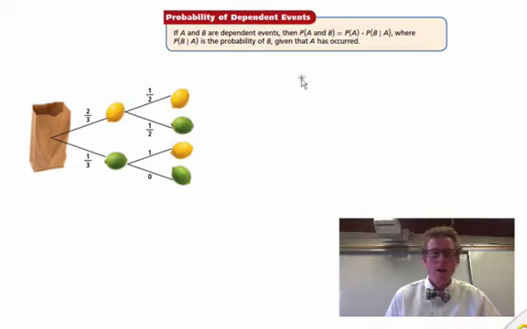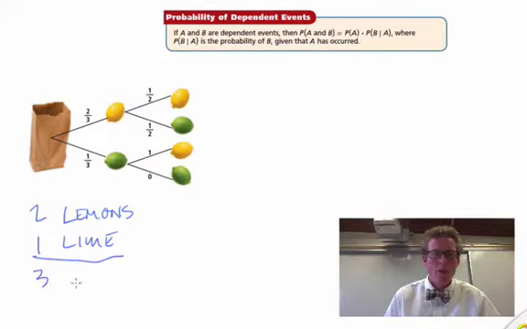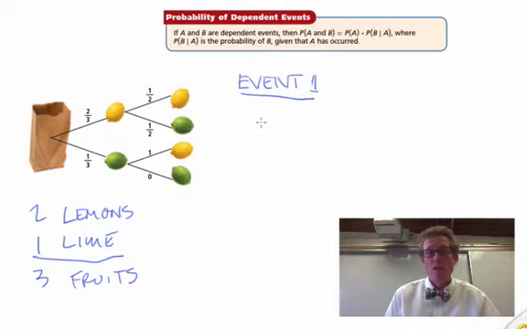So say we have a paper bag, and inside this paper bag we have 2 lemons. Okay, so we've got 2 lemons. And we also have 1 lime. And that gives me a total of 3 fruits. I hope we can all agree on that. 3 fruits in the bag. Okay, what we're going to look at first of all is the probability, so event number 1. And that's the probability of pulling out a lemon versus the probability of pulling out a lime.